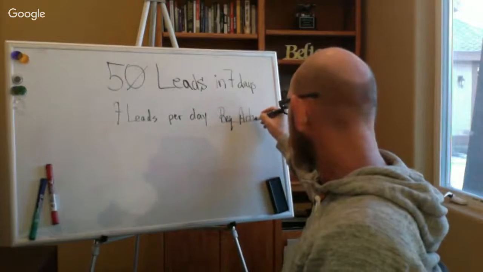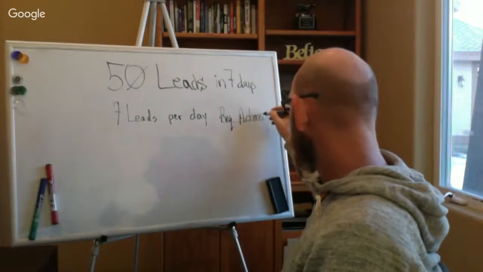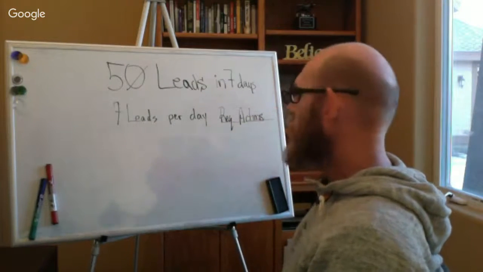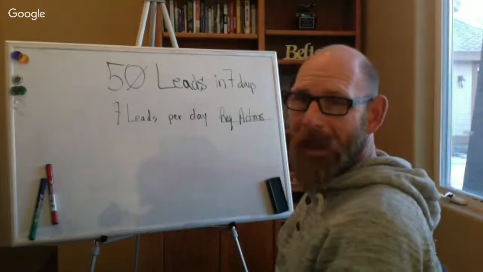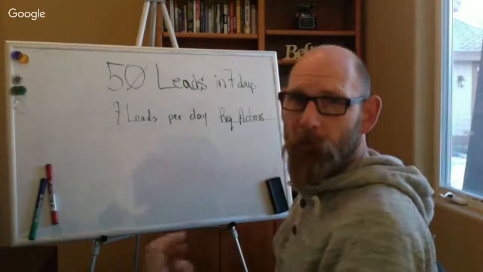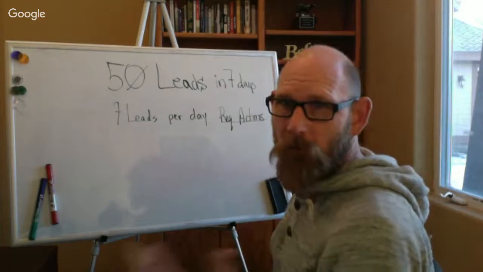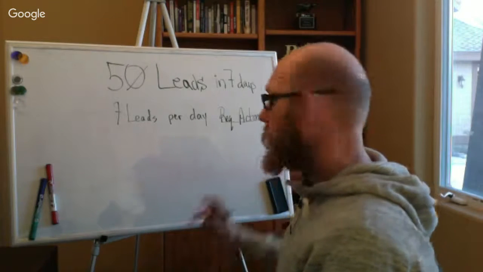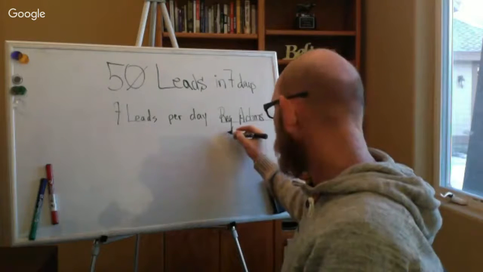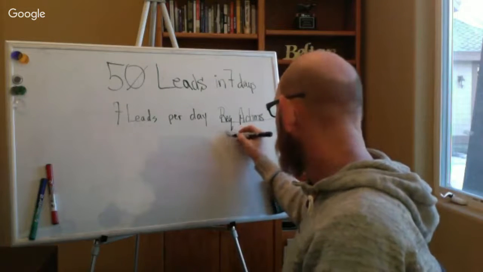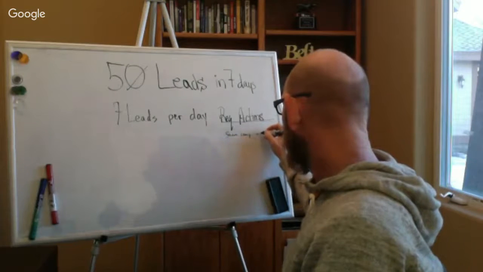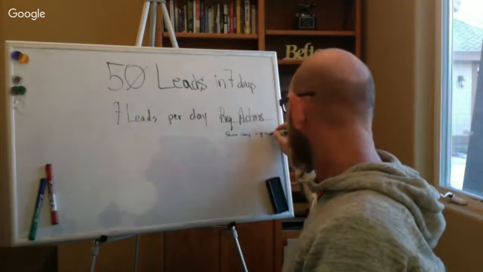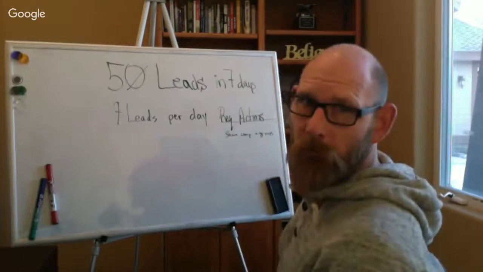Okay, so now the second thing is we write a list of required actions. So what are the required actions that have to occur to be able to get these 7 leads a day? Well, she talked about it. So you're going to put share campaigns in groups. Okay. What else is required?